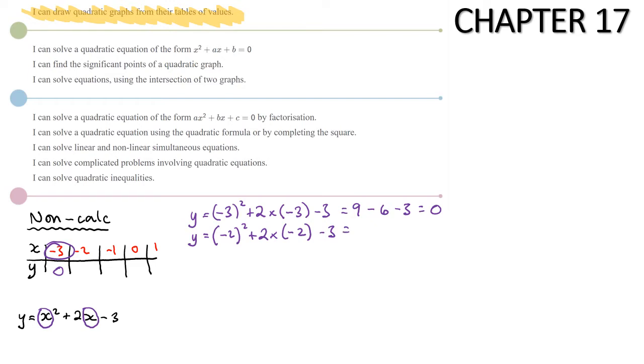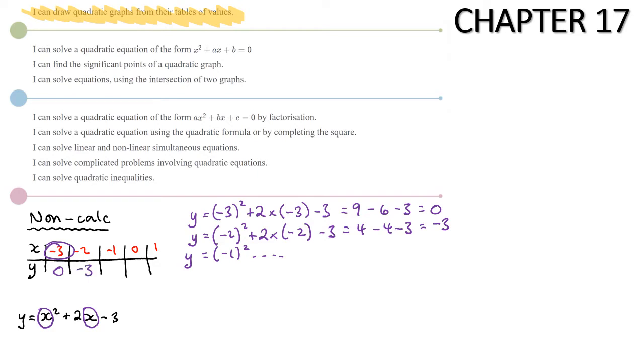So -2 squared is 4, and then we've got -2 times 2, which is -4, minus 3, so that gives you -3, and so on. You do the same for when x is -1, and so on, and you'd complete the table. So I put this value in.